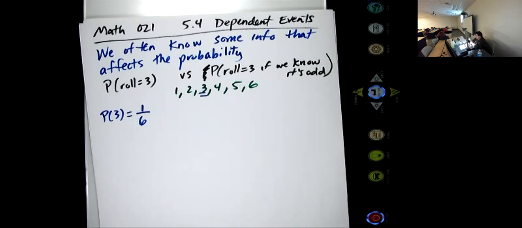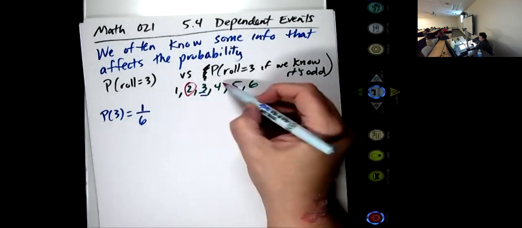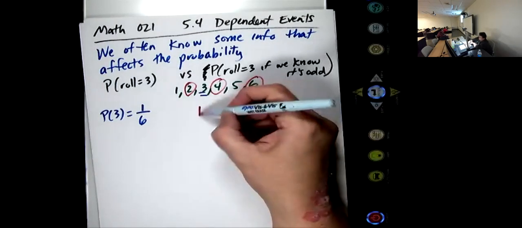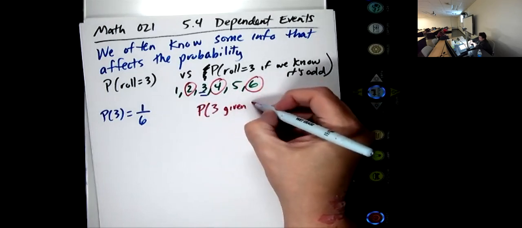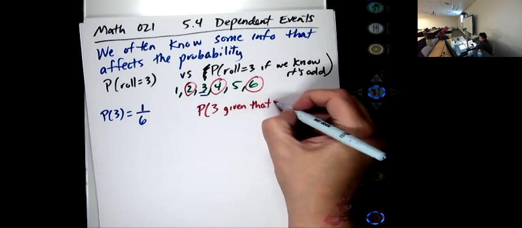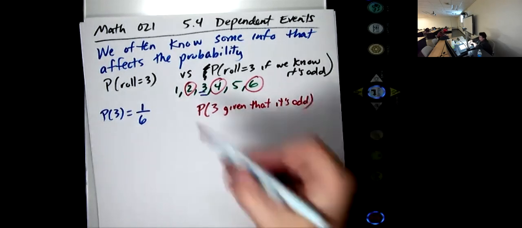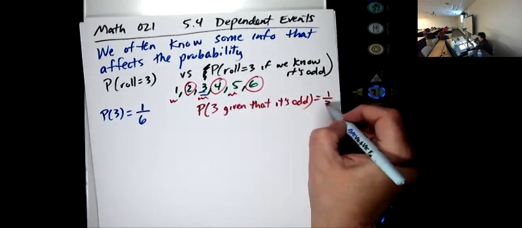If I know the die roll is an odd number, though, this changes it. If it's an odd number, I can cross out, or maybe I'll just circle all the even numbers and say, I'm not going to look at those. So the probability that it's a 3, given that it's odd, well, now there's only 3 outcomes. 1, 2, 3. So it's 1 out of 3.